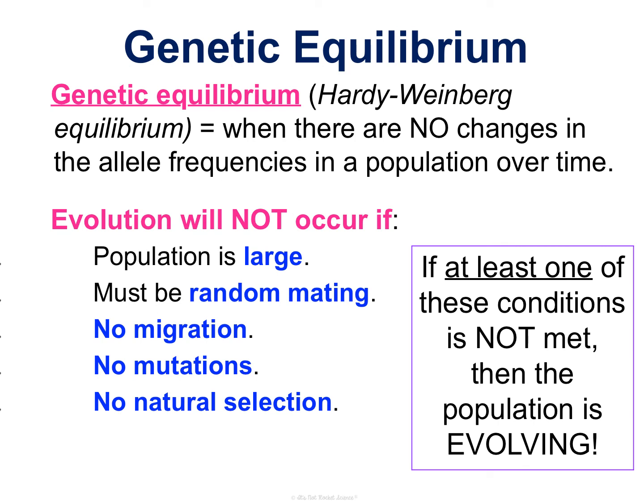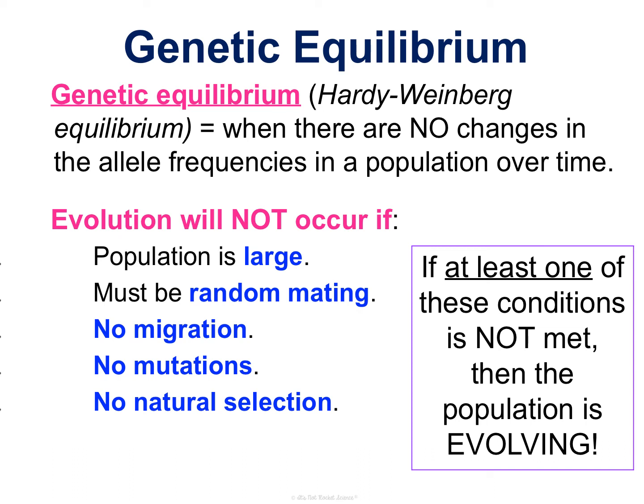So genetic equilibrium is reached when there are no changes in the allele frequency in a population over time. So if genetic equilibrium, also known as Hardy-Weinberg equilibrium, is reached, we're not going to see the frequency of alleles change in a population over time. So evolution's not going to occur if the population is really large.